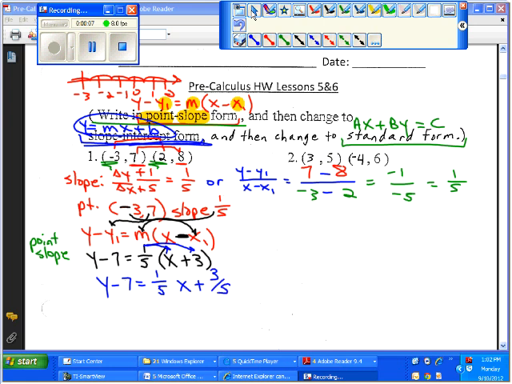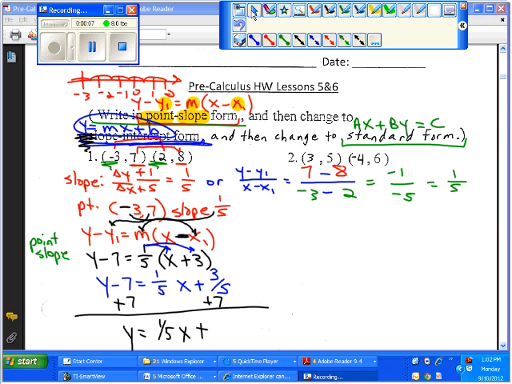So we distributed the 1/5. And now we need to get the y all alone, right? Because the y by itself, slope-intercept. We didn't need a parenthesis, and the y needs to be itself. So we're going to add 7. And so we have y is equal to 1/5 x plus.